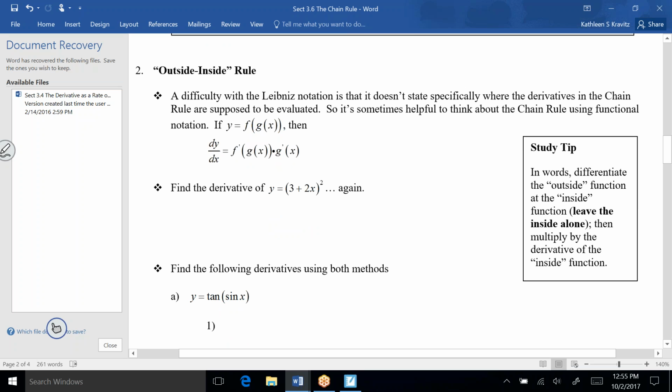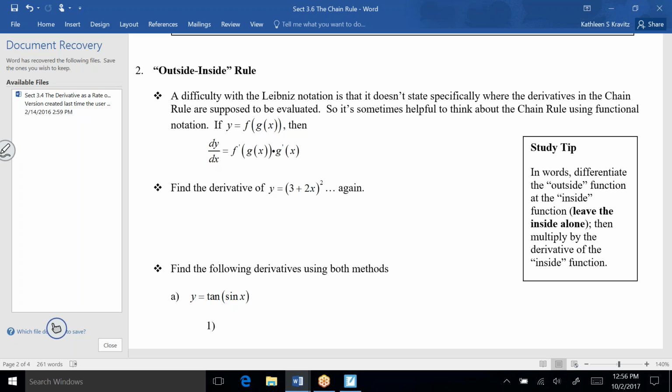Okay, so the difficulty with the Leibniz notation is that it doesn't state specifically where the derivatives in the chain rule are supposed to be evaluated. So sometimes it's helpful to think about this using the functional notation. So that's what I have here. dy dx is equal to the derivative of f at g times the derivative of g. In the study tip, I wrote in words, we're going to differentiate the outside. We still have an outside and an inside function. Chain rule is always about outside and inside functions.